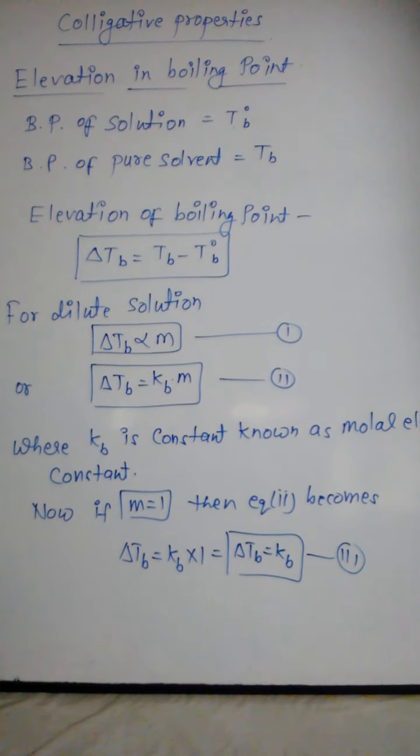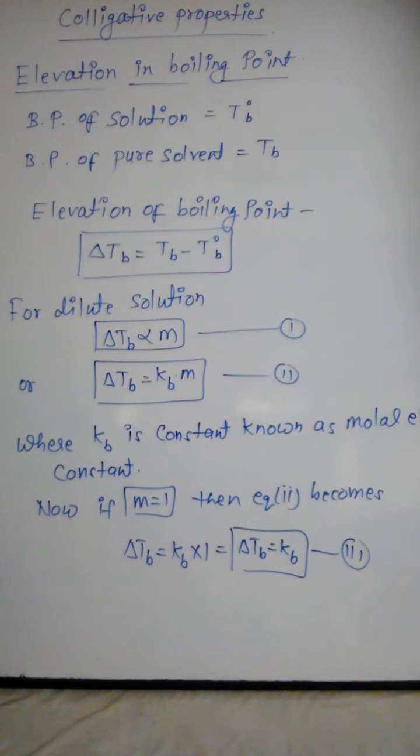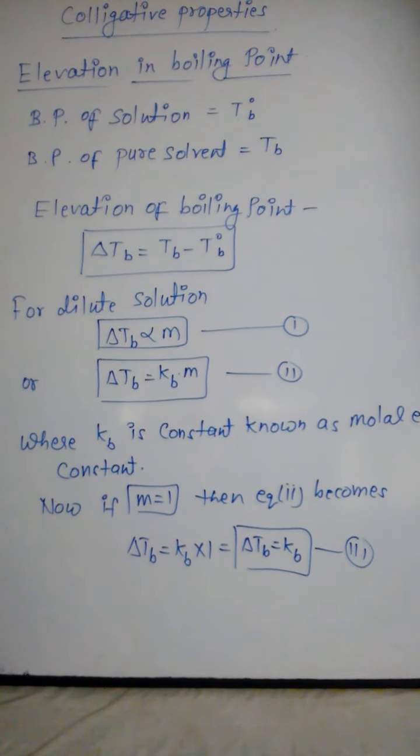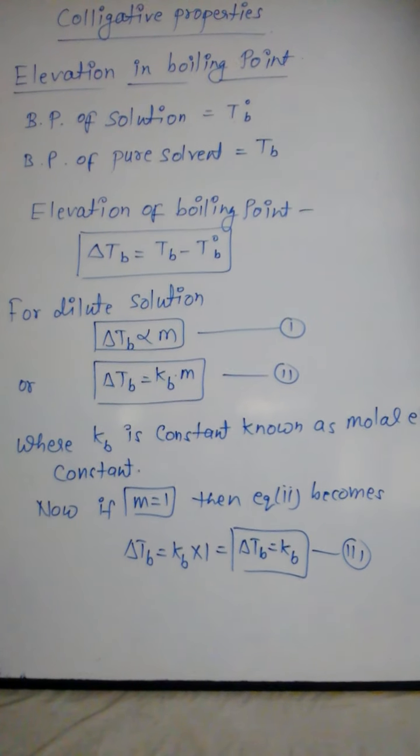In the last video we saw the first qualitative property, relative lowering in vapor pressure. Now the second qualitative property is elevation in boiling point.